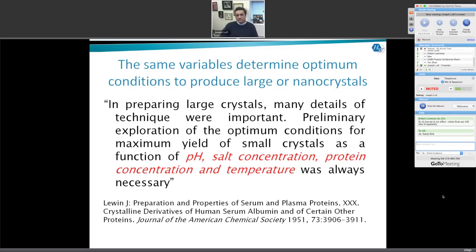So just to reemphasize this, producing large crystals is no different than producing small crystals from the perspectives of thermodynamics and kinetics. This is a very old quote from 1951, but it's one that I really like, and it basically says that to produce large crystals, we need to pay careful attention to pH, salt concentration, protein concentration, and temperature. The same variables hold true for producing nanocrystals. So all of the literature that talks about producing large single crystals can be applied to nanocrystals if you just think about it in a slightly different way.